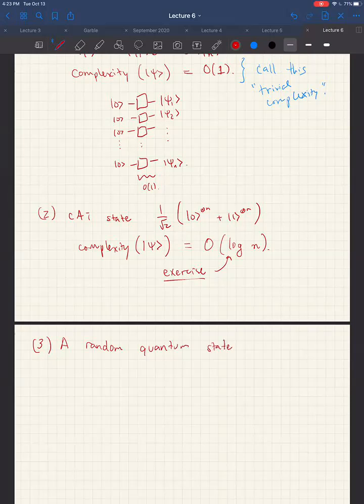And this thing is going to be a super complicated mess. It's going to have maximal circuit complexity with very high probability. So a random quantum state with high probability satisfies its complexity being exponentially large in n, right? And this is the maximum amount. As you can build an arbitrarily good approximation of any quantum state you want with exponential size circuits.